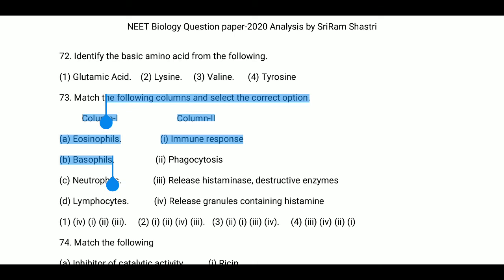Eosinophils release histamine, destructive enzyme. Basophils release granules containing histamine. Neutrophils, phagocytosis. Lymphocytes, immune response. So fourth option is right.